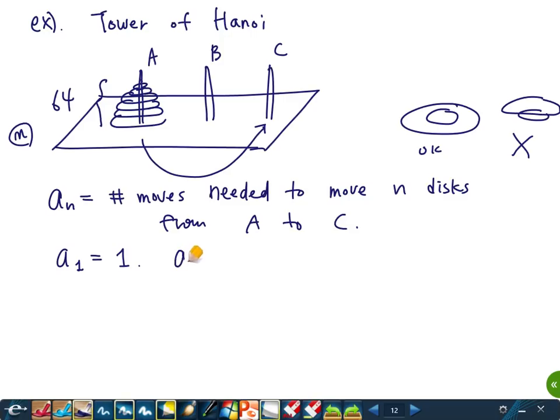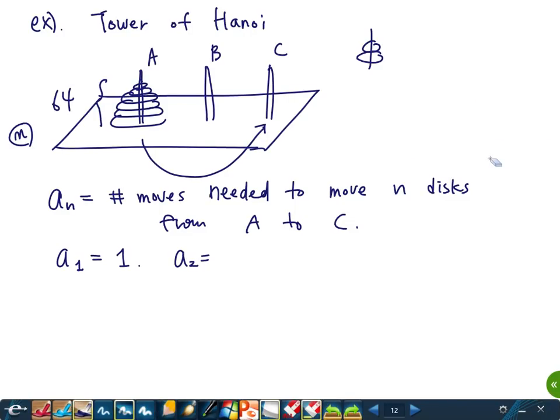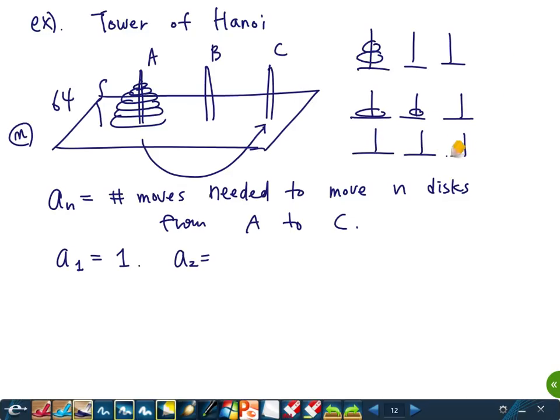What about a_2? We have 2 disks here like this. First, we have to move this to the smaller one here. First move is like that. The second move, we place this over here. And finally, we can move this here. We need 1, 2, 3. So 3 moves are required, and you can continue.